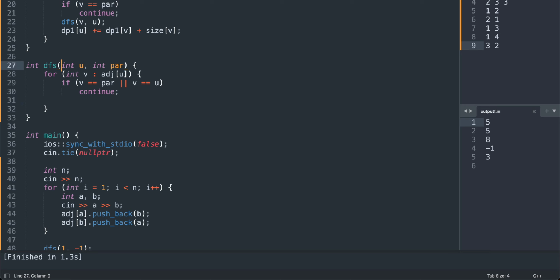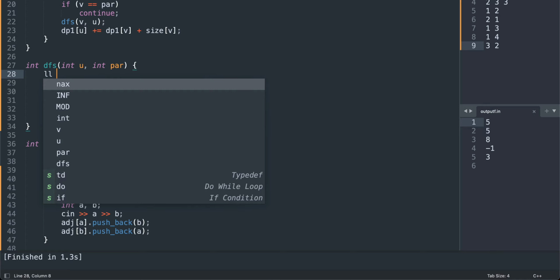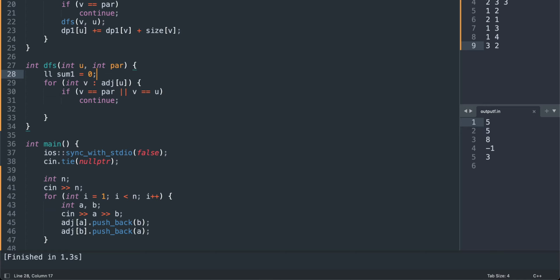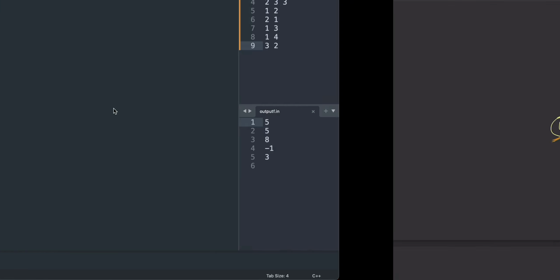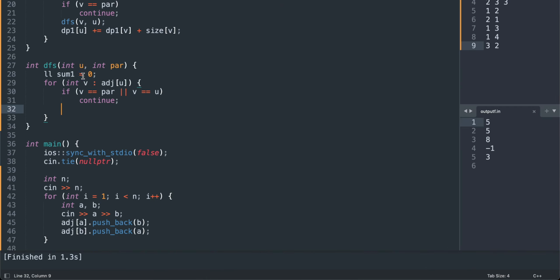Otherwise your total sum is 0. We'll have to calculate two sums, right? One sum is this. Yeah, we can write dp2 of parent directly. Sum is dp2 of parent. Okay.